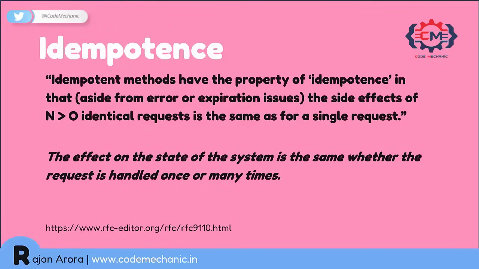Idempotence speaks about the state of the system, not necessarily the response sent back by the operation. For example, a delete operation with a unique identifier will result in removing a resource with that ID if it exists, or doing nothing if it doesn't. In either case, the end result in terms of the system state is the same, even if those two operations were to return different responses.